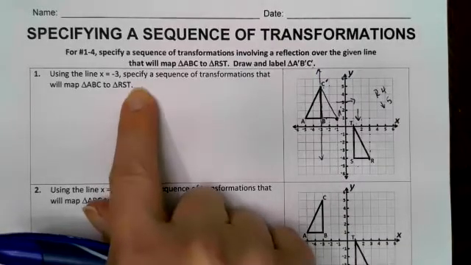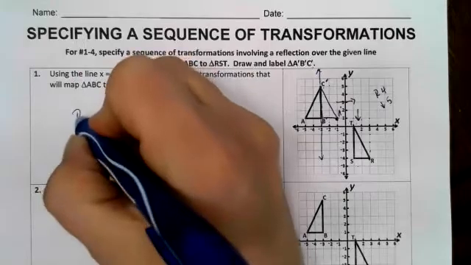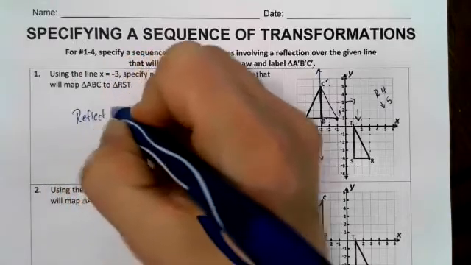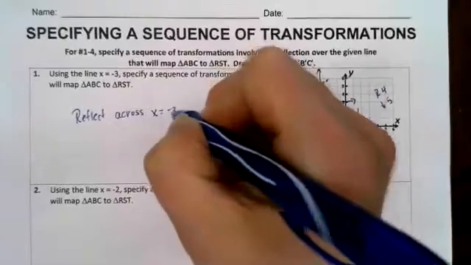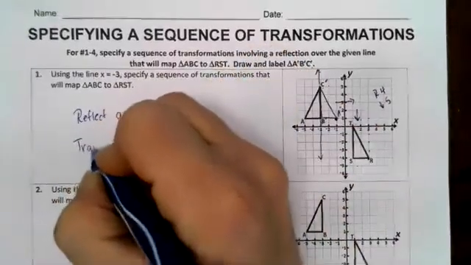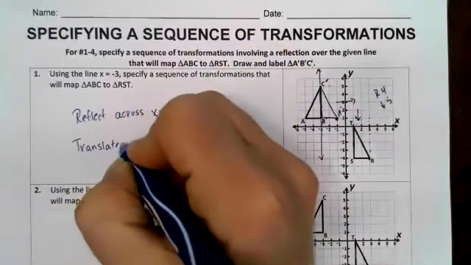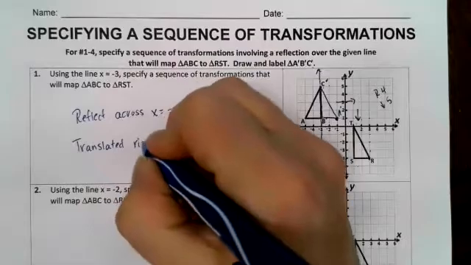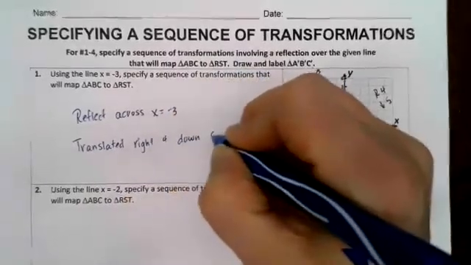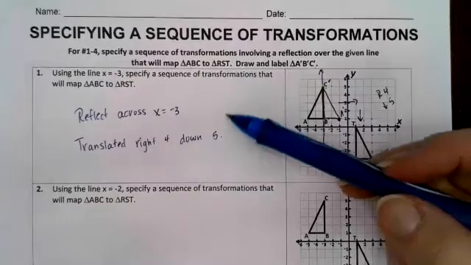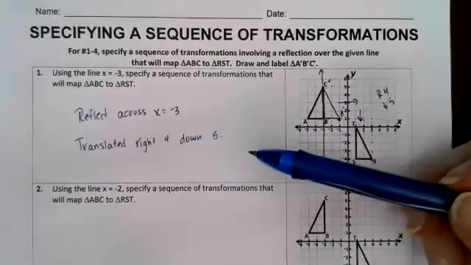So my sequence, I did two things. I reflected across the line x equals -3, and then I translated right 4, down 5. So I have specified the sequence.